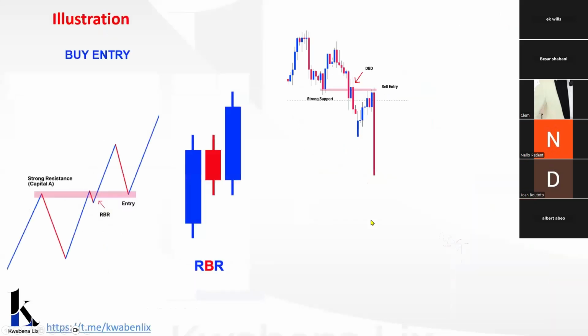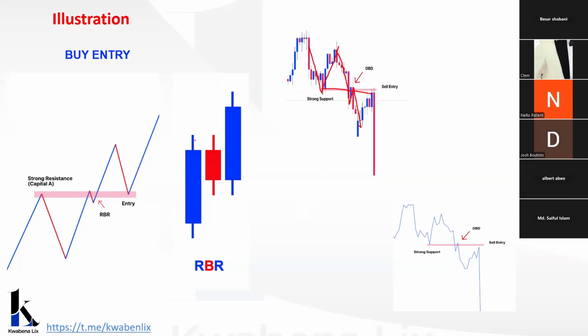So this is the illustration for the buy. In here, we have a strong support. Price broke the strong support, and we see this line. When you mark this bottom, it is passing through that candle. All right, so now look at the examples. Look at the confirmation.